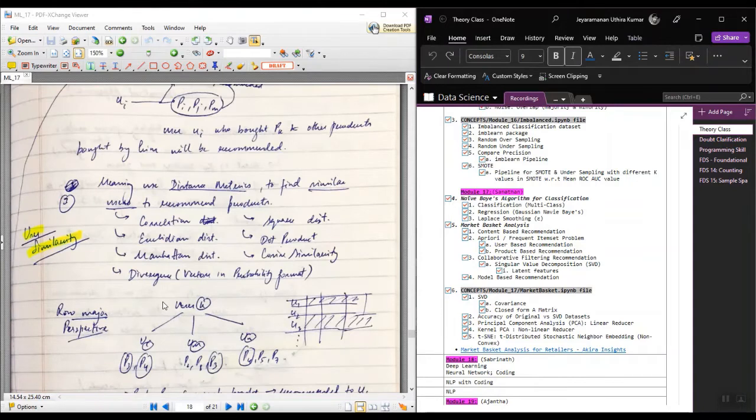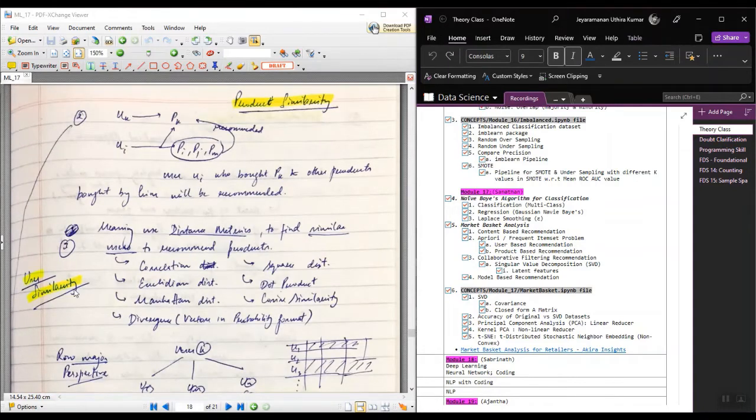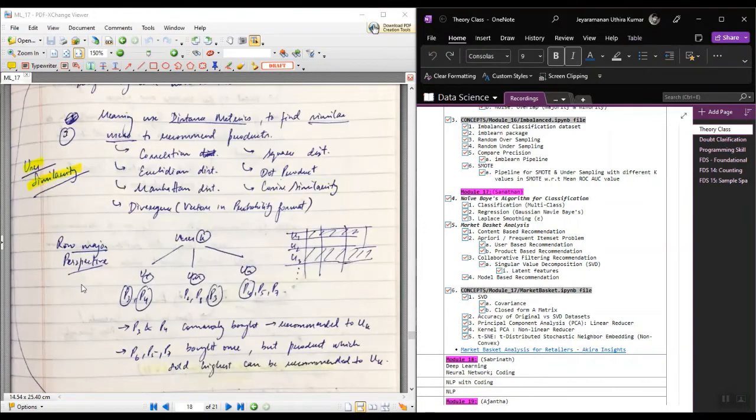Another one is user similarity. We use distance metrics to find similar users. If the user K is there, you will find distance metrics to find a similar user with respect to age, gender, or type of race, something like that. We use distance metrics, for example correlation, Euclidean distance, Manhattan distance, squared distance, dot product, cosine similarity, divergence vectors or probability, etc. So it's a row-wise perspective.